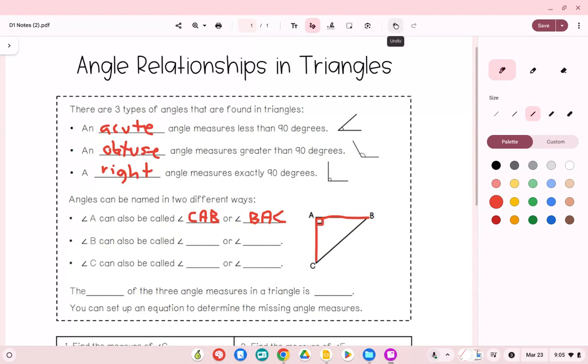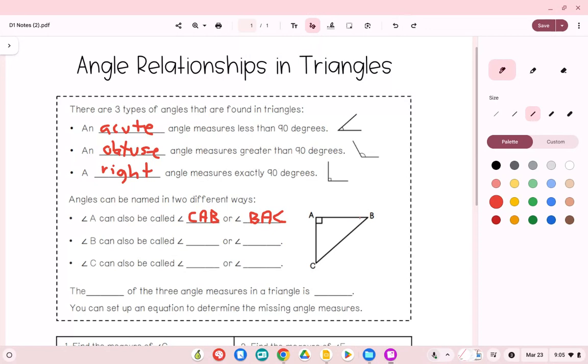Notice a good trick is all you have to do is look at the middle letter. See how A is in the middle of both of these? That's how you know it's talking about angle A. So usually I'll just say angle A, but on the STAR test, you know they like to be a little extra. A lot of times they will use the full name for the angle. So if they say CAB or BAC, just think of that as angle A.